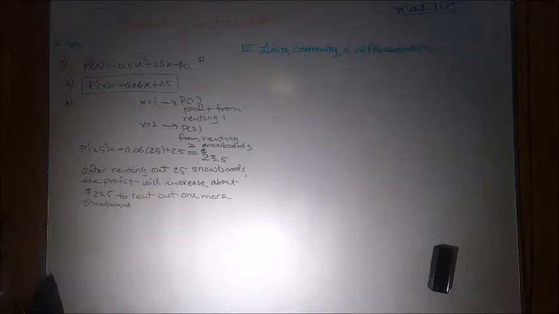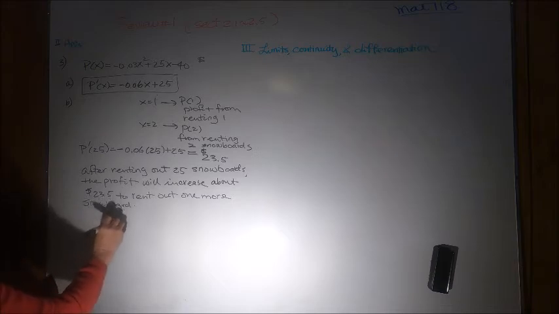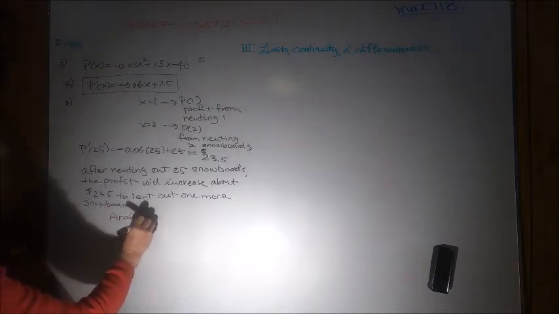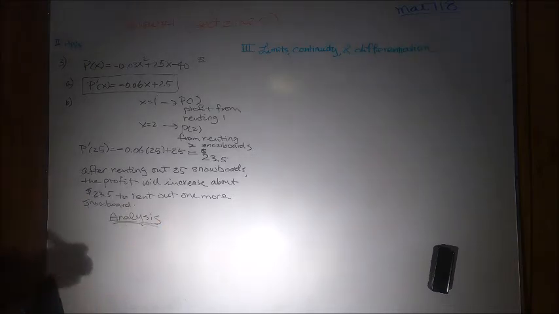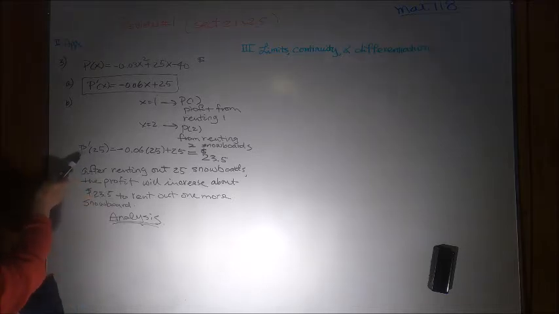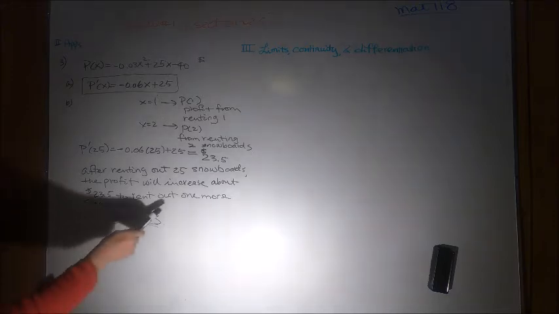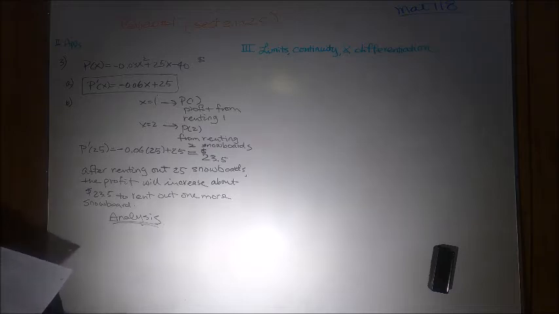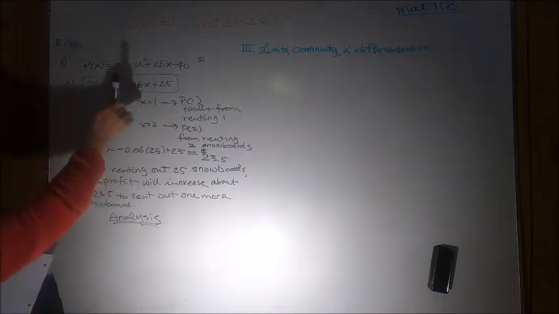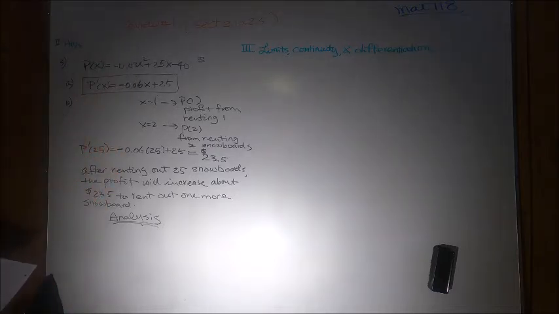That's what it's saying, right? So if we do analysis, let's see what that means. Interpret P prime of 25: it means when you rent one more snowboard at a time, after you have rented out 25 of them already, your profit will increase by about $23.50, right?